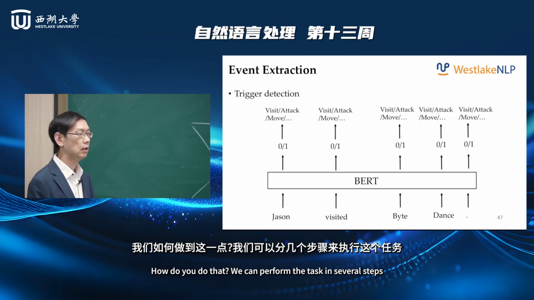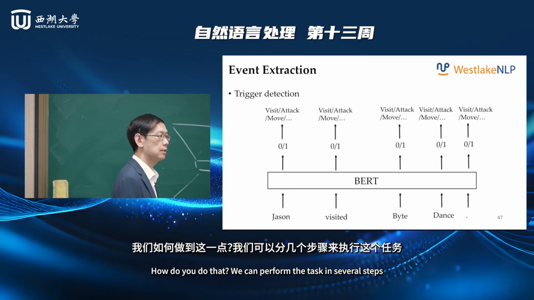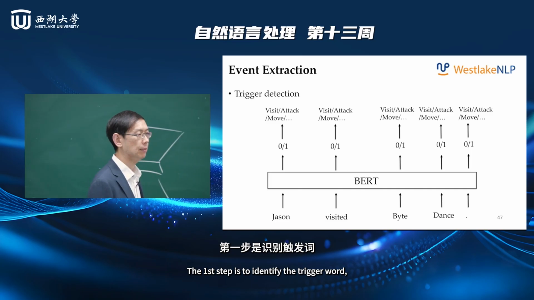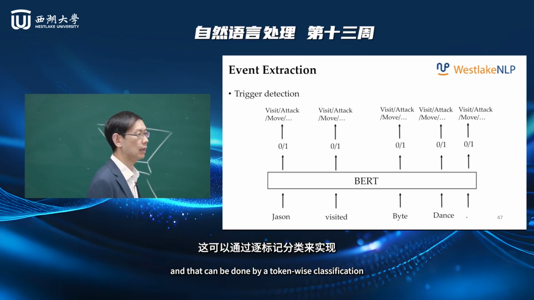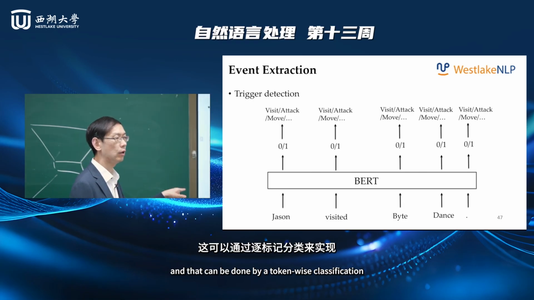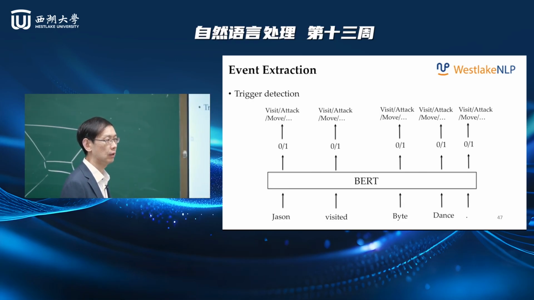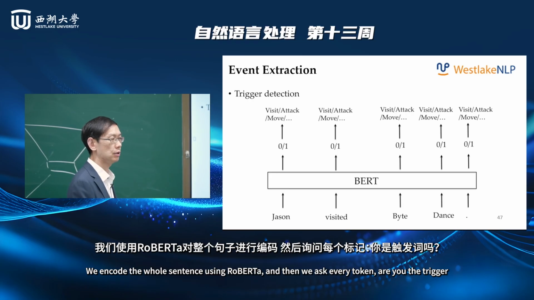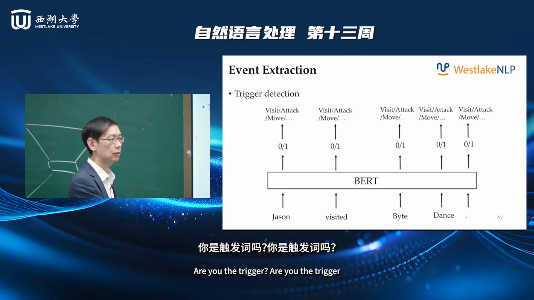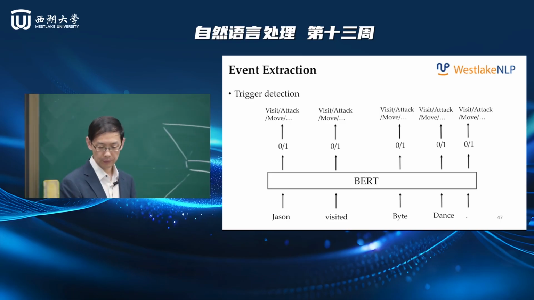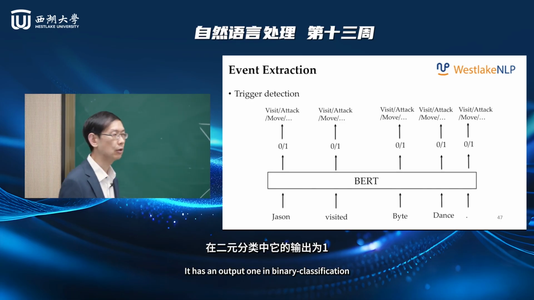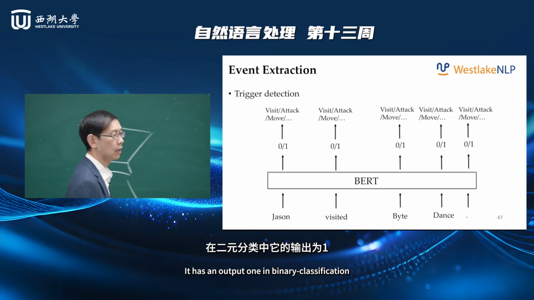How do you do that? We can perform the task in several steps. The first step is to identify the trigger word, okay? And that can be done by a token-wise classification. We encode the whole sentence using RoBERTa, and then we ask every token, are you the trigger? Are you the trigger? Are you the trigger? So, visited is the trigger. It has an output 1 in binary classification.